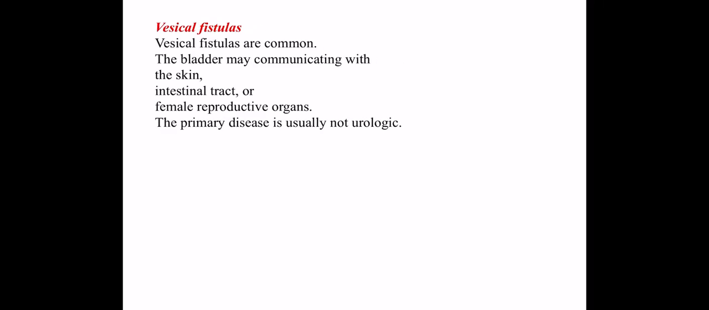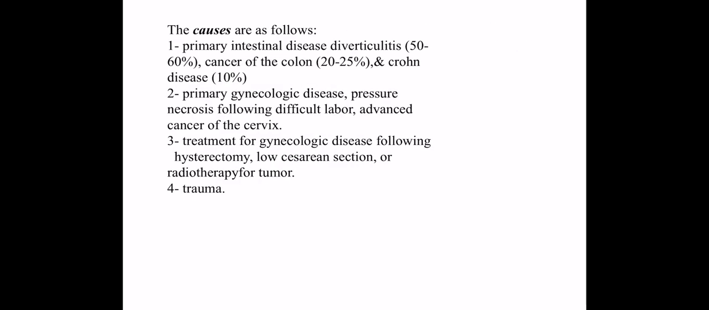The second acquired abnormality of the urinary bladder is vesical fistulae. Vesical fistulae are common. The bladder may communicate with the skin, intestine, or female reproductive organs. The primary disease is usually not urologic. The causes are as follows. Primary intestinal disease: 50% due to diverticulitis, 20 to 25% carcinoma of the colon, and 10% due to Crohn's disease.